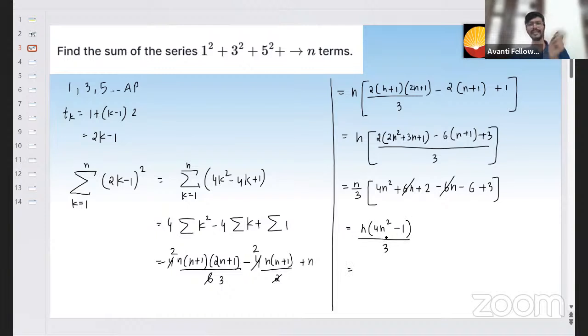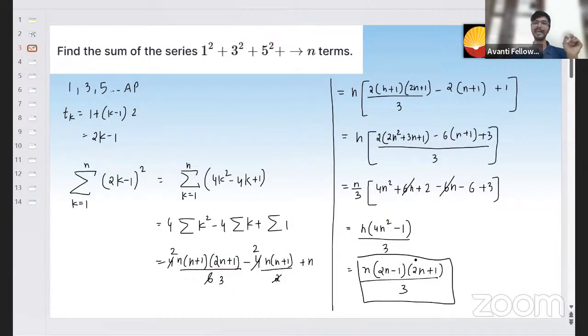So we can use the a square minus b square formula here. I'll get n into (2n minus 1) into (2n plus 1) upon 3. This is my answer. Correct. I'm using the formula a square minus b square because in the options it will be given in the simplest form. And this is the simplest form where we can simplify. Let's see the next question.